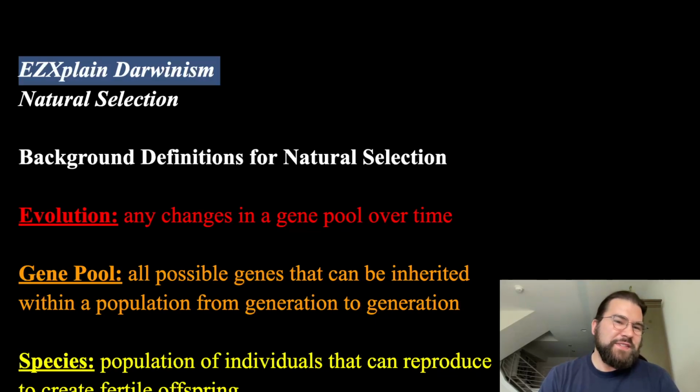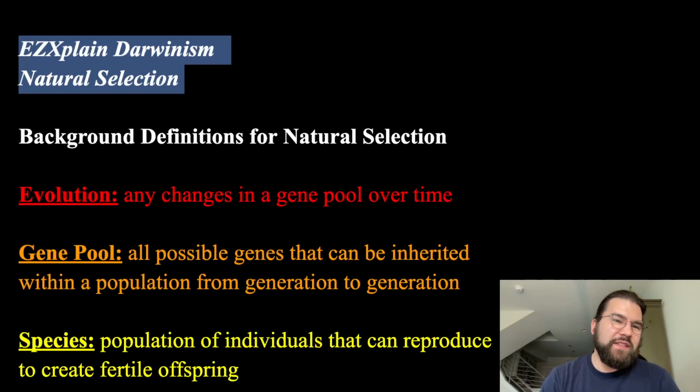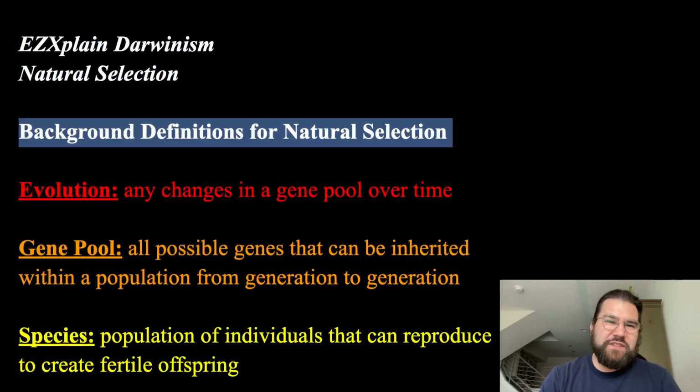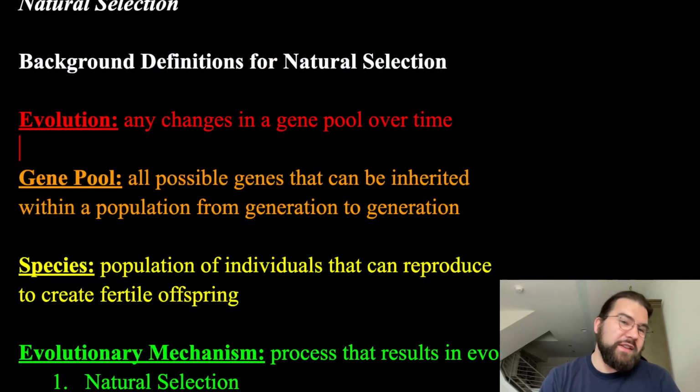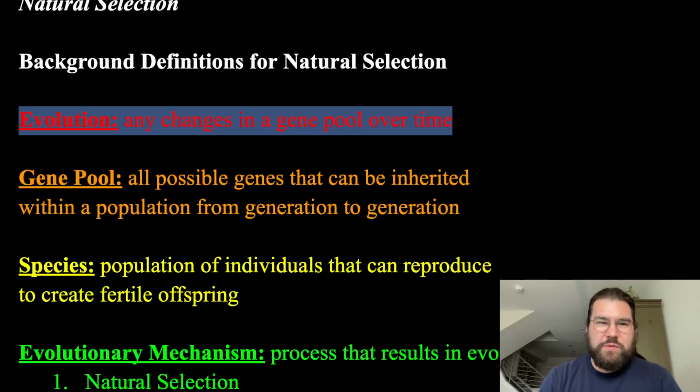Easy explain Darwinism, natural selection. So before we get into that, just some background definitions for better understanding what natural selection is for Darwin, starting with a working definition of evolution. When we say evolution, just talking about it as a biological process, we're really looking at any changes in a gene pool over time.